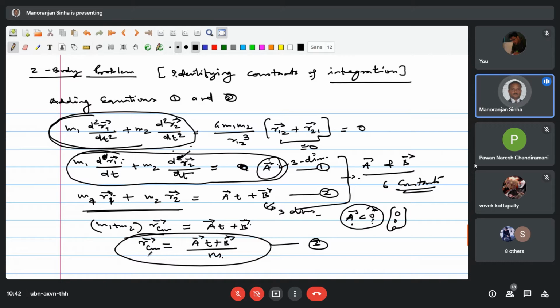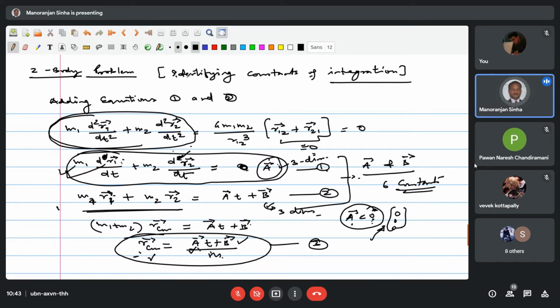So the center of mass, if initially at rest, remains at rest because B is a constant vector, A is a constant vector. If initially it is not at rest, that means A is not 0, then R center of mass will keep growing with time, but it varies linearly. So R CM is a function of time, and this is visible from this equation.